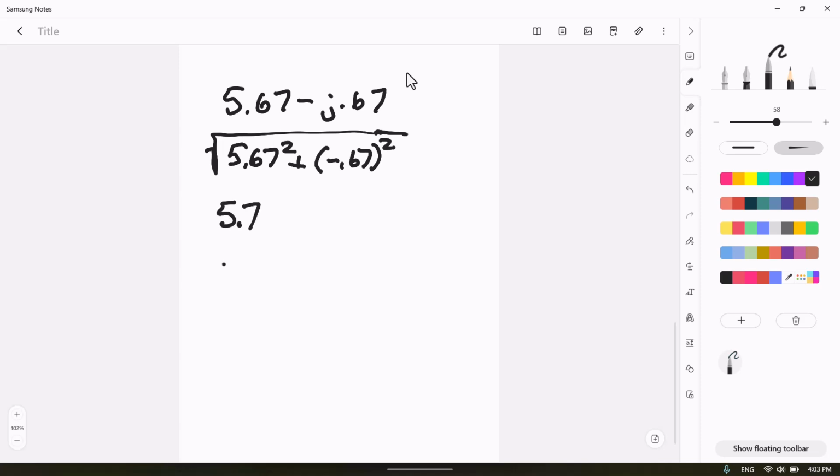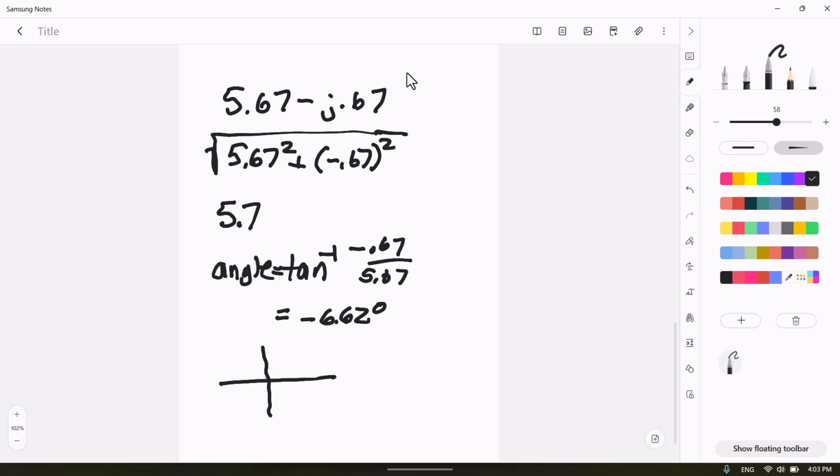And the angle is going to be the inverse tangent of negative 0.67 over 5.67. And if you take that angle, you get negative 6.62 degrees. If you do this by hand, which I never do because the calculator that I recommend does all of this for you, you don't have to ever do this by hand except maybe on the first quiz. And if you've already had that first quiz, you won't ever have to do this by hand again. But if you do it by hand, you have to realize that when you take the inverse tangent, it's only going to give you this angle right here.